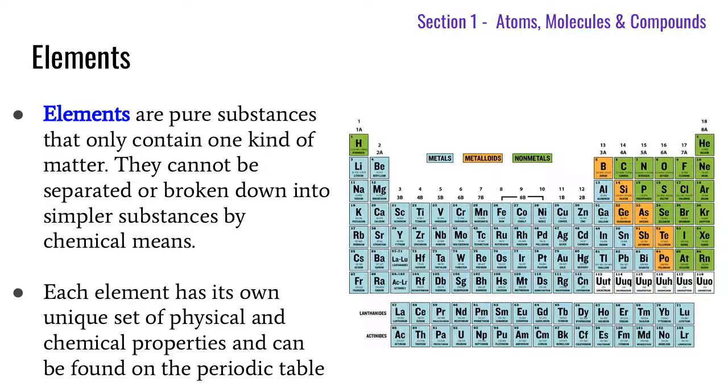As we continue to talk about pure substances, the next thing that we should talk about are elements. Elements are pure substances that only contain one kind of matter or one kind of atom. They cannot be separated or broken down into simpler substances by chemical means. Each atom has its own unique set of physical and chemical properties and can be found on this periodic table. So you guys probably already know some of these elements like carbon, oxygen, helium, hydrogen. And each one of those that is listed in our periodic table has its own properties. And each is only made up of the same type of atoms. So gold is only made up of gold atoms, and so on.